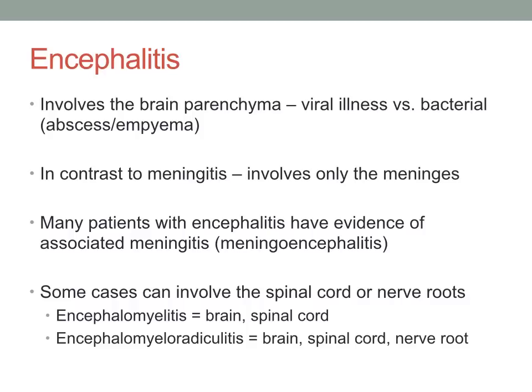You can also have an encephalomyelitis, which would be the brain and spinal cord. And you can have an encephalomyeloradiculitis, which would be brain, spinal cord, and the nerve roots as well. So you can get combo illnesses. Isn't that nice?